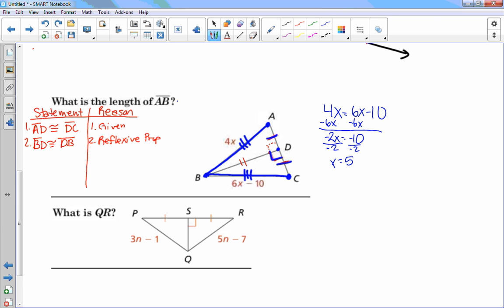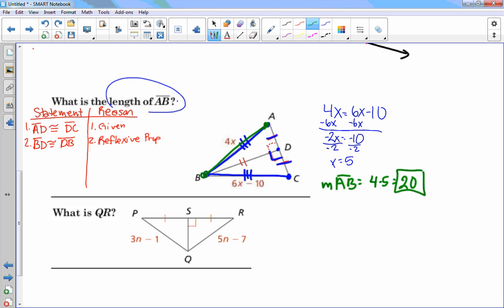But that's not our answer. They want the length of AB. So if x is 5, and AB is 4x, then the measure of AB has to be 4 times 5, which is 20. Does that give the angle on our test? Sometimes we have to plug it back in.